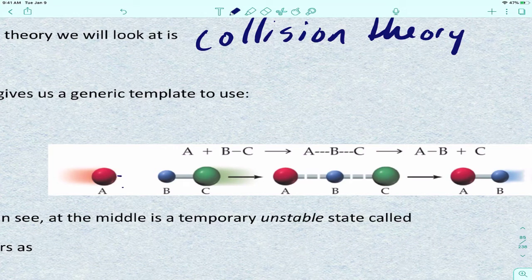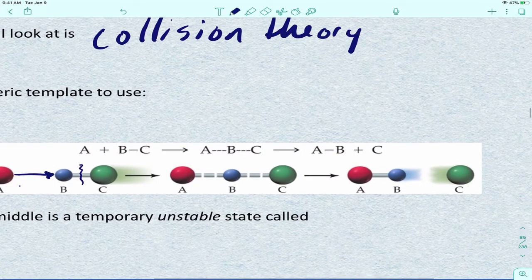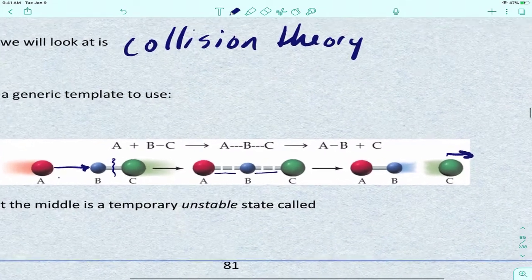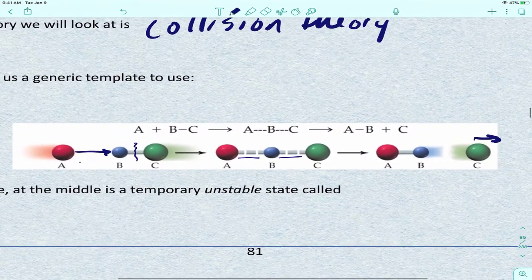If atom A comes in and collides with atom B, what's going to happen is that we're going to eventually break the bond between atoms B and C, and it's going to form between A and B. But before that can happen, before C goes off on its own, you have this transition where you start to form a bond between atoms A and B and start to break the bond between B and C. So we get to this point called a transition state.